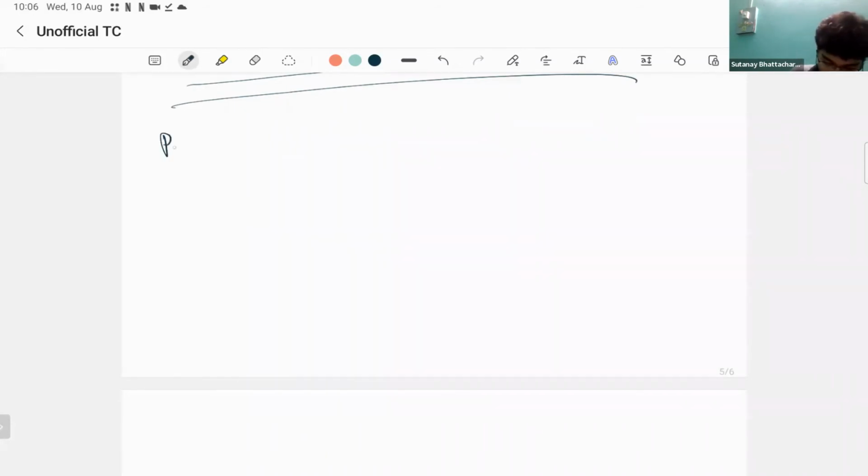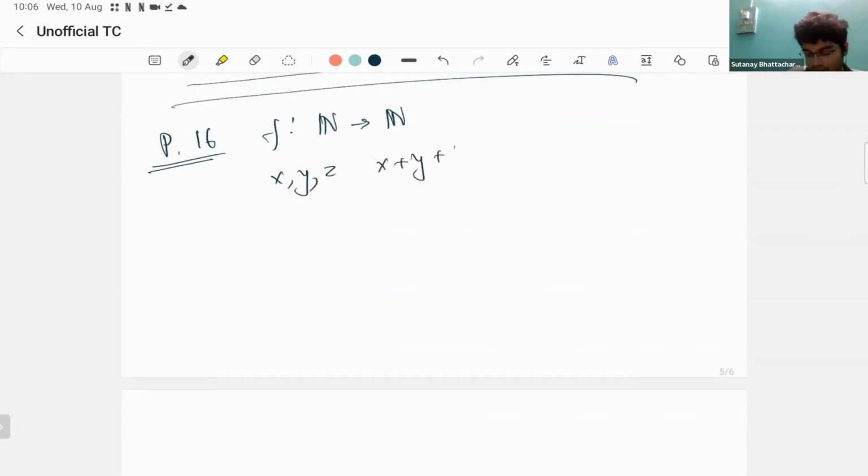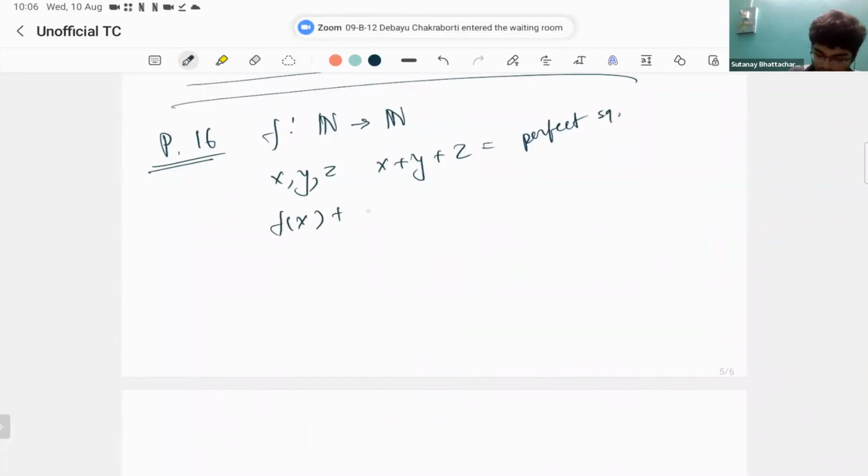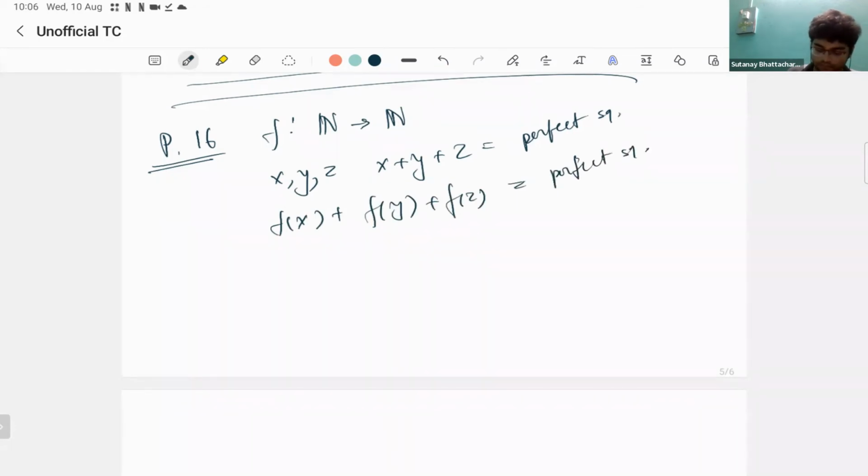Let's try 16. Find all functions from N to N such that whenever you have distinct x, y, z, such that f(x) + f(y) + f(z) is a perfect square, then x + y + z is also a perfect square.